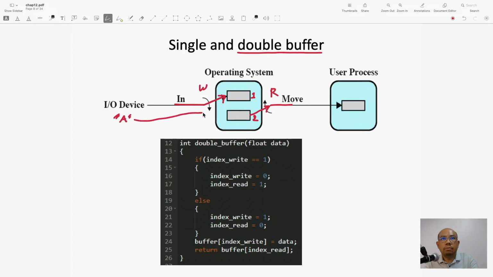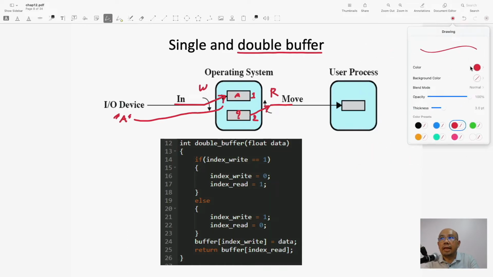The A data will write to the first buffer, and the second buffer has unknown data. The unknown data will be sent by reading to the process. After that, when I finish reading the data, the pointer will change from here to here.